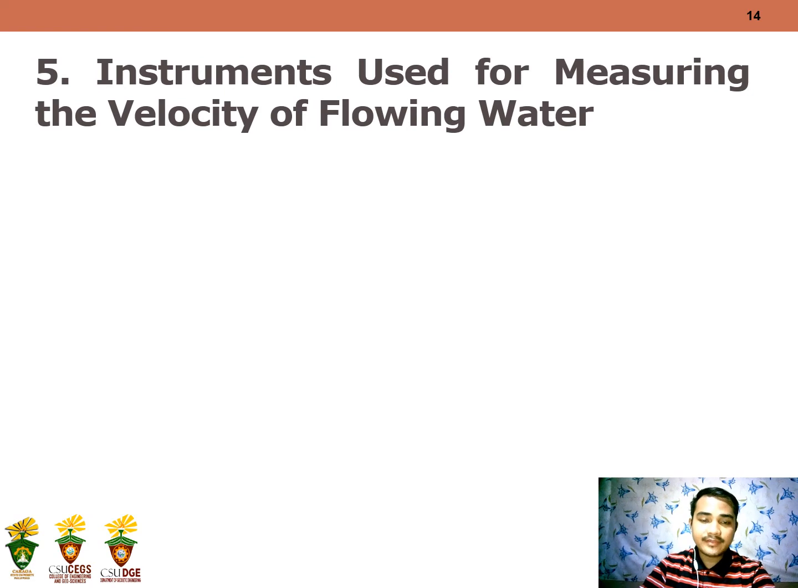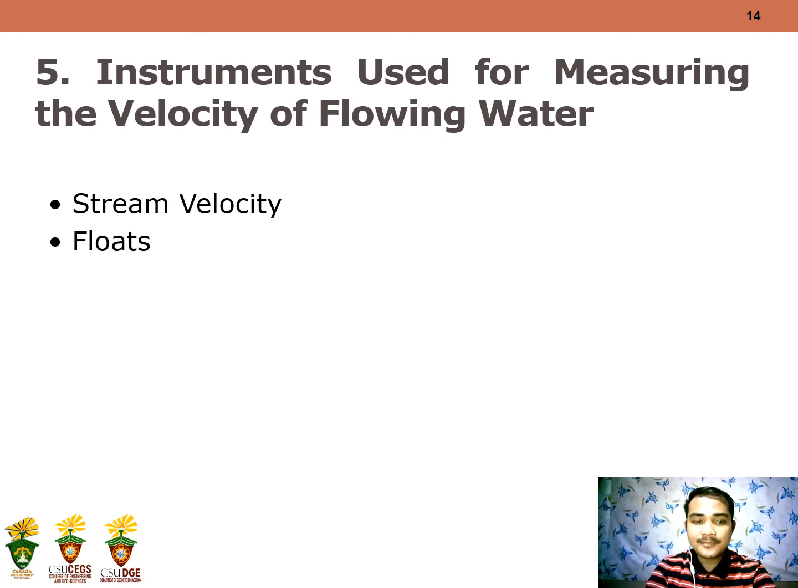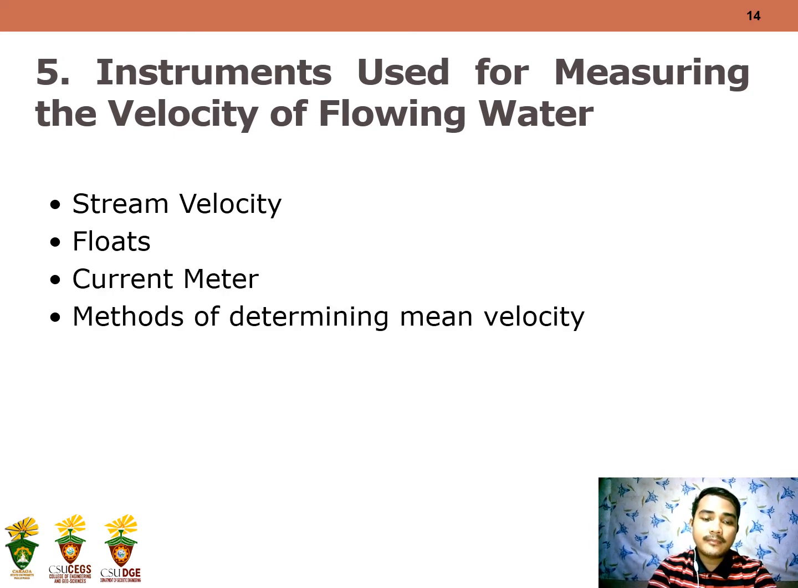Topic 5 is all about instruments used for measuring the velocity of the flowing water. That includes an introduction about stream velocity, the floats, the conventional instrument that is used, or even until now still used, floats, and current meters. And then we're going to discuss also the methods of determining the mean velocity of the flowing water.